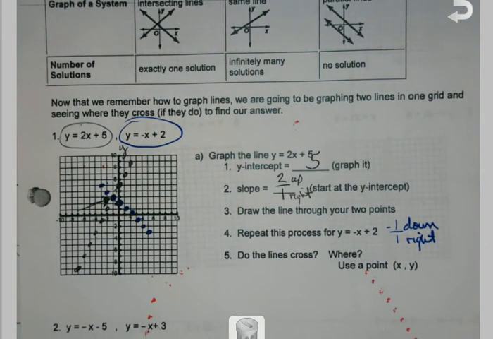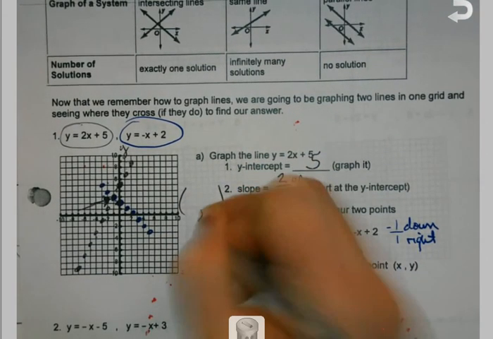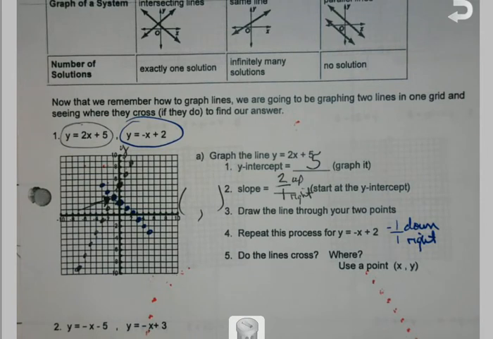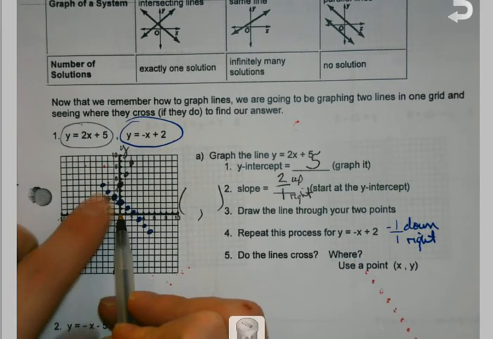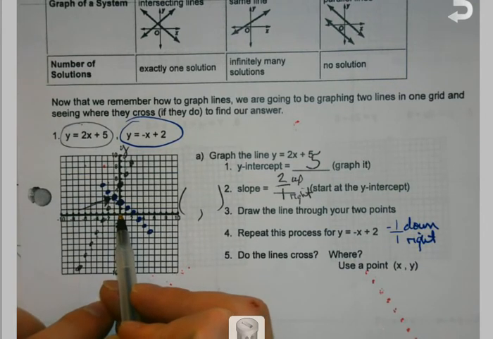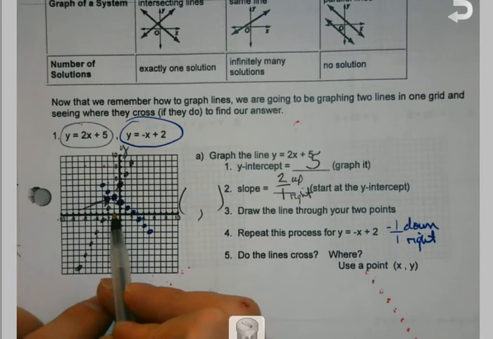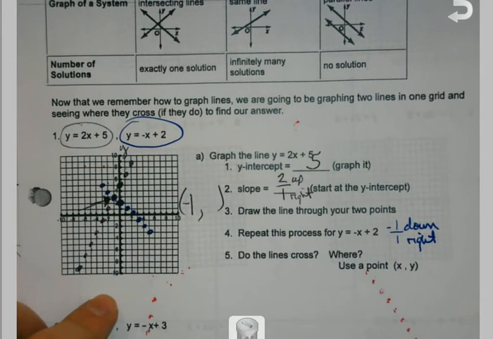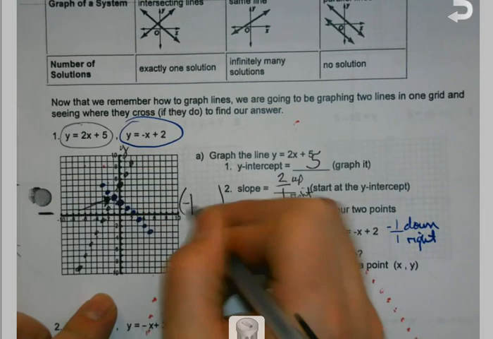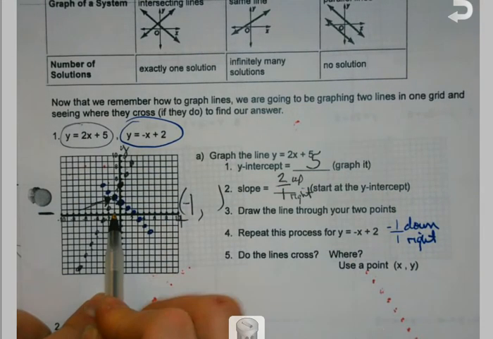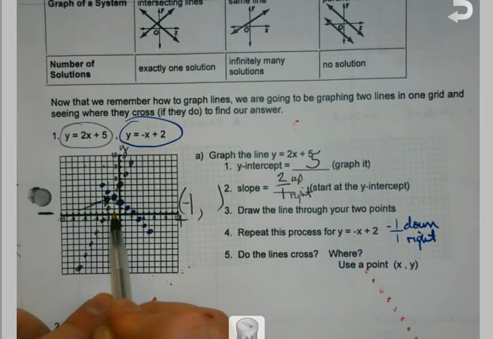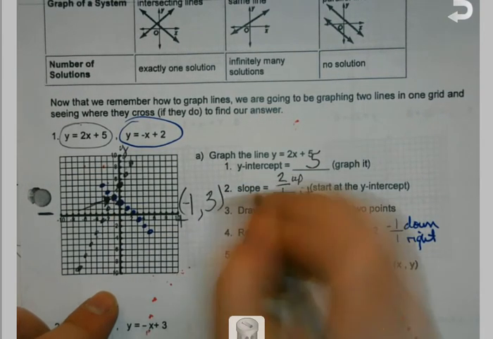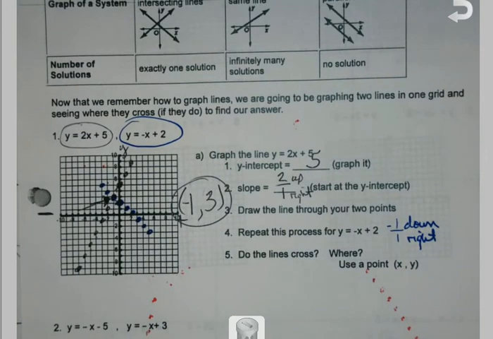But the question becomes, what point is it? I start at 0, and that's where I'm trying to get. How many do I go left or right? 1 left. If I go left, it's negative. And then how many do I go up, since that's what it looks like? 3. And that's my answer.